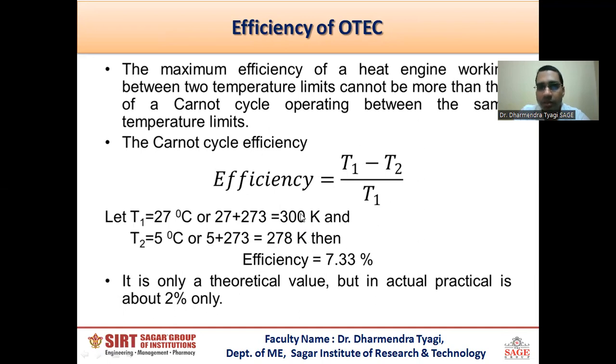Now substitute these values in the equation of efficiency and we will get an efficiency of 7.33%, which is low. But this is only the theoretical value. In actual practice, it is about 2% only, which is very low. So this is all about the OTEC system. We have discussed only two cycles, the closed cycle system and the open cycle system, and the next cycle we will discuss in the next lecture.